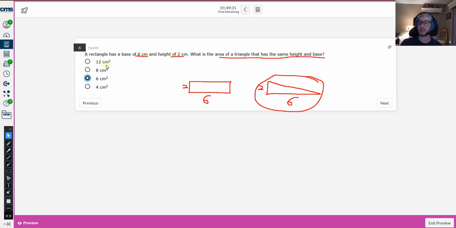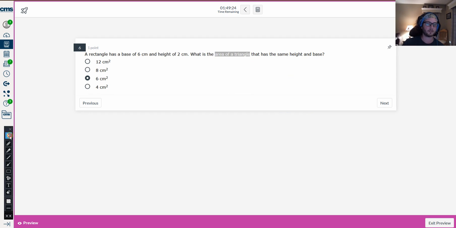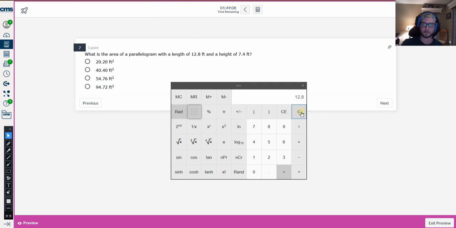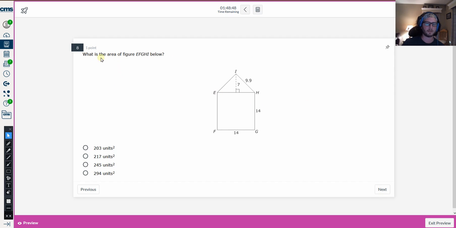If you got 12, it could be that you didn't read this part, or that you read it but forgot to divide by 2 anyways. So do be careful. And number 7, just proving my point that you need to be careful, it's the same type of question, but this time it does genuinely want the area of a parallelogram. So this problem really will just be 12.8 times 7.4, just base times height. So do be very careful about that. Sometimes it'll be a simple question like this. Sometimes they'll try to trick you like that last problem. So this one, we got 94.72.